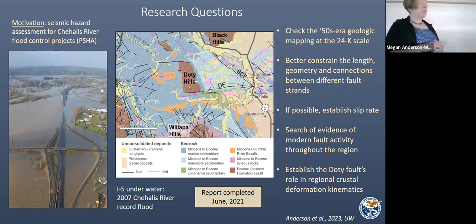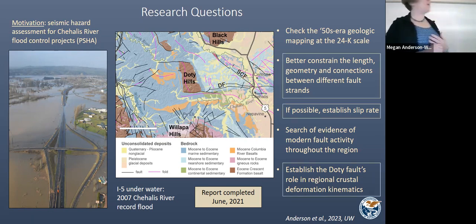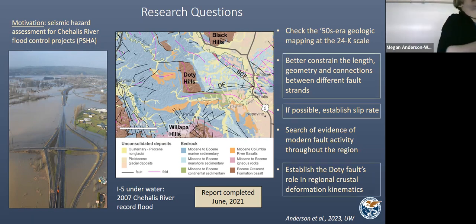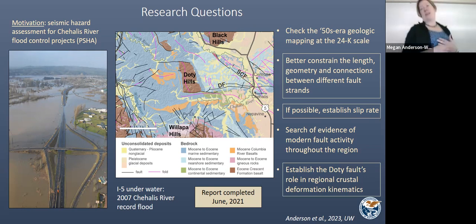So you can see the goals on the right-hand side there. I'm going to talk only about 3 of them today. And the 3 that I'm going to talk about is we wanted to better constrain the length, geometry, and connections between the Doty fault and other faults in the area. We wanted to understand what other faults exist. If possible, we wanted to constrain the slip rate on these faults to understand how often they might create earthquakes.